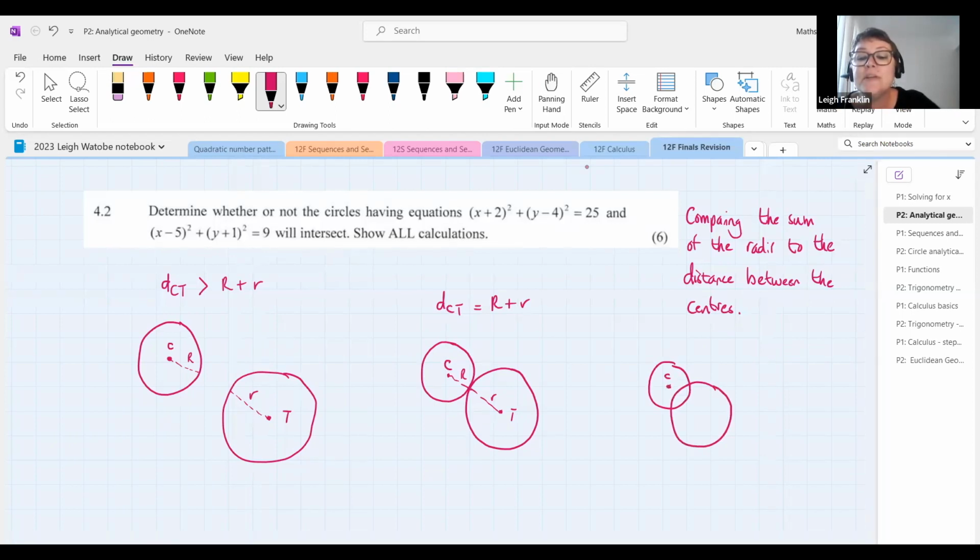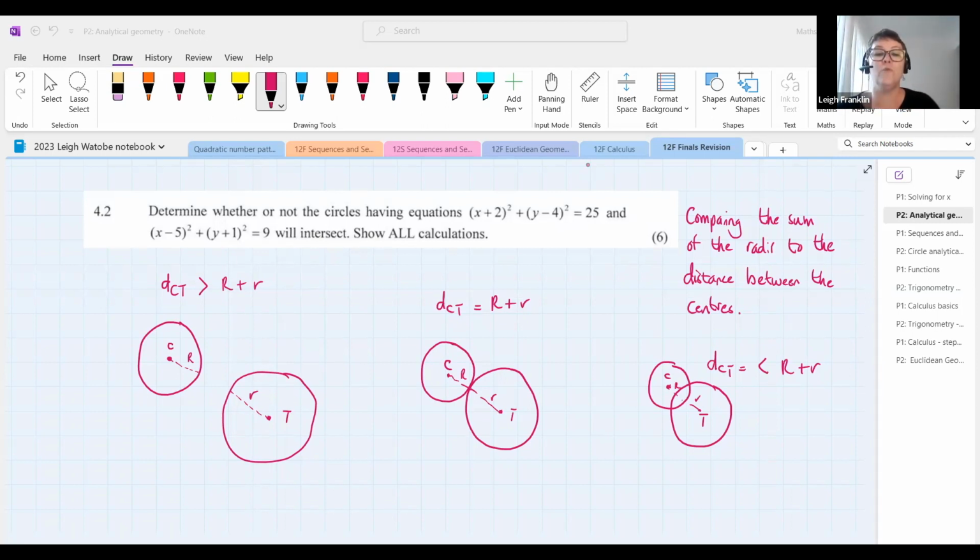And the circles will intersect one another more than once. So again, that's the center of this circle, that's the center of that circle, there's our radius and our radius. Now the distance between C and T is smaller than the sum of the radii. So that's what we are trying to do. But we cannot make an assumption about the left-hand side and the right-hand side. So we're going to work out the distance between the centers, then the sum of the radii, and then compare them.